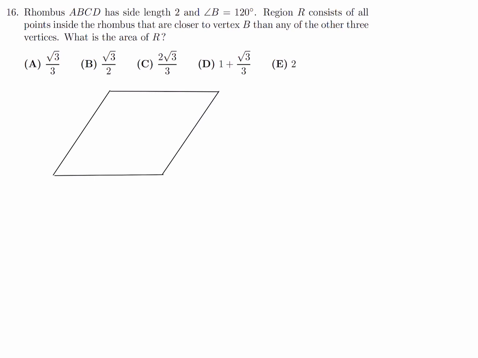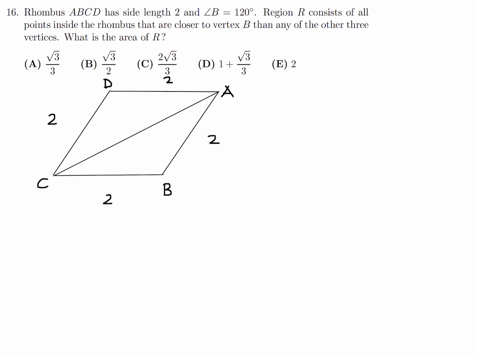So here we have a rhombus, and I'll just call this vertex B. And then this is A, C, and D. And they're telling me that all the sides are equal to 2. Now, they want you to create a region so that if you put any point in that region, it's closest to vertex B. So immediately, it makes me think that I've got to draw a diagonal.